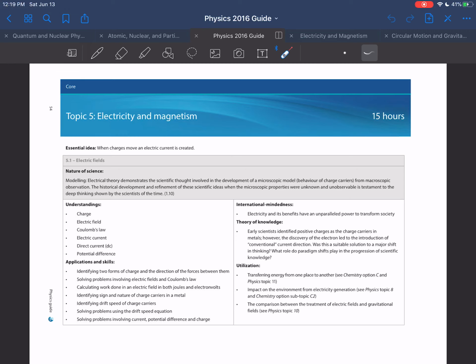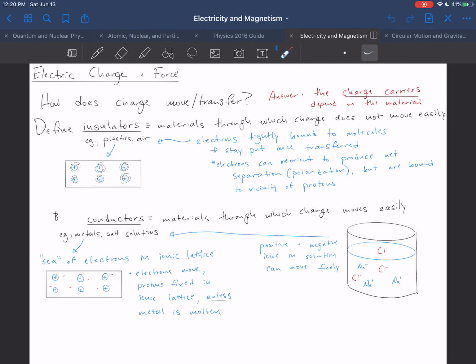Hello everyone! In this video we will continue to examine topic 5.1 electric fields, and in particular focusing on charge and electrostatics. In the last couple of videos we examined the model of charge, and we're going to begin to consider the following question, which is how does charge move or transfer? How does it go from object to object?